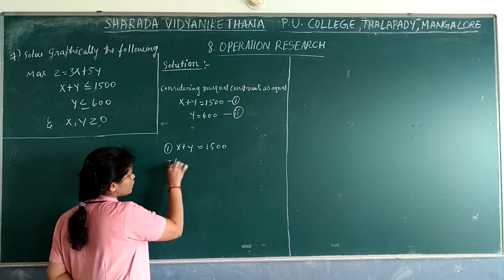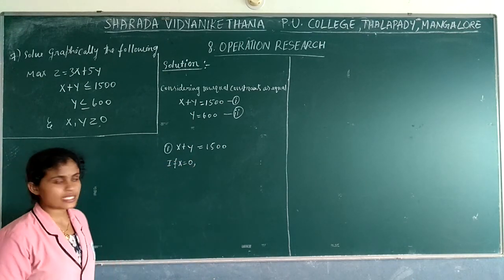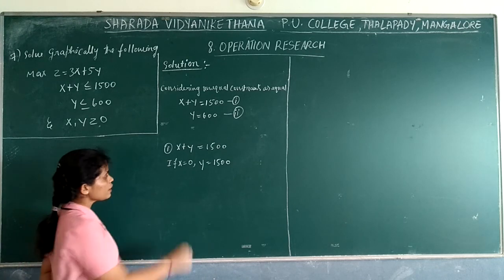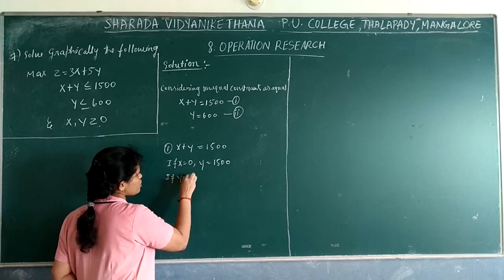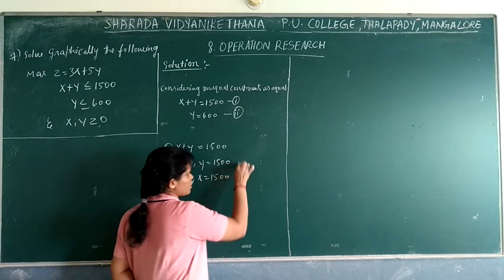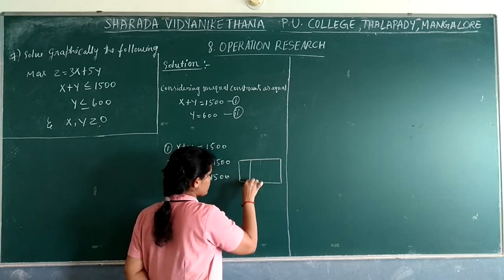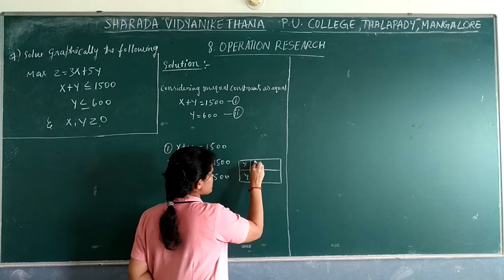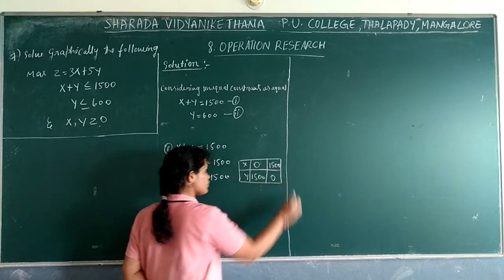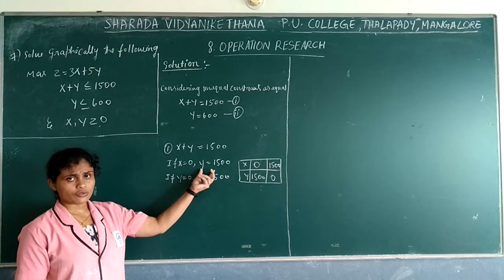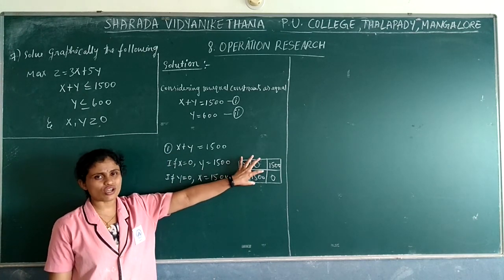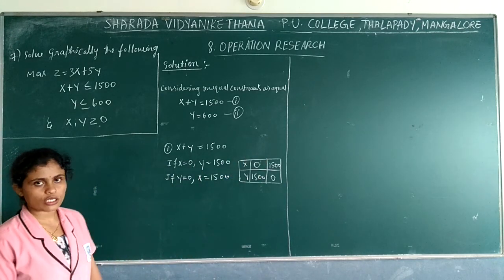Now, if x is equal to 0, then y is equal to 1500. Then, if y is equal to 0, x is equal to 1500. Now, present it in the table. x is equal to 0, y is 1500, and when y is equal to 0, x is 1500. It's not necessary; you can see from here and plot there. This is for easy identification and drawing. It is not necessary that you present it in a table.